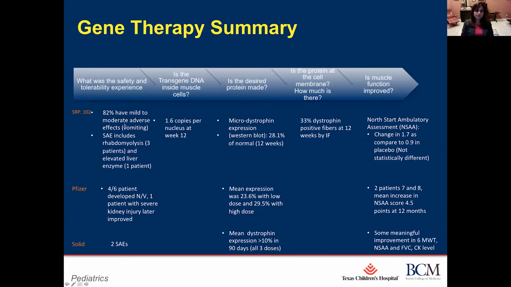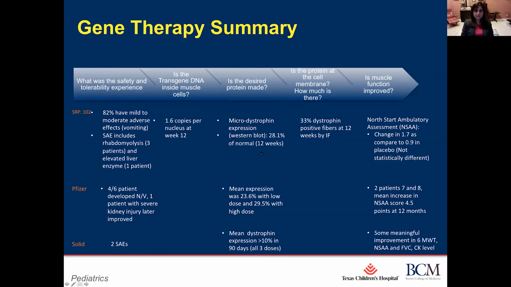The safety, if you look at SRP, which is the EMBARK 1 or 2 study, 82% of the patients had mild to moderate adverse effects, and most of the symptom was vomiting. And 3 patients had sudden breakdown of muscle, which is rhabdomyolysis, and 1 had elevated liver enzymes, but they were treated and recovered completely. And in the Pfizer study, 4 out of 6 patients developed nausea and vomiting. Actually, 1 developed severe vomiting and was hospitalized, and 1 patient developed severe kidney injury, and they later improved. And in SOLID, they have 2 significant severe adverse reactions. One was the hepatotoxicity, and the other one is low platelets.